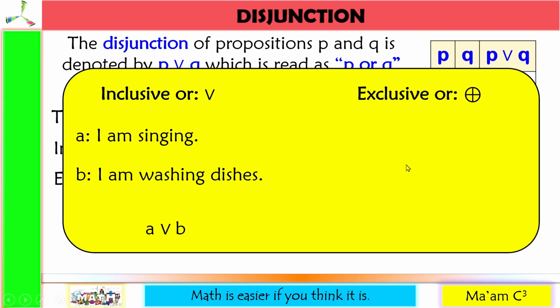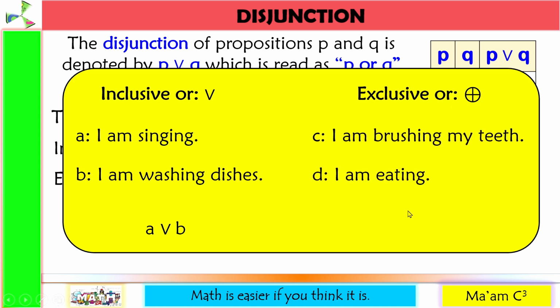Now, for the exclusive OR, here is our symbol. It is a circle that has a plus inside. Here are our propositions. I am brushing my teeth. I am eating. Question: can I do both of this at the same time? Can I brush my teeth while I'm eating? Or can I eat while I'm brushing my teeth? No, I can't. This is an example of exclusive OR. So this is C exclusive OR D.